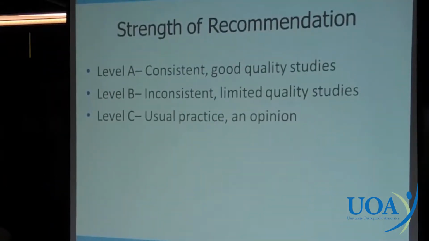So strength of recommendation is based upon consistent good quality studies. And in the orthopedic literature, we talk about level 1, level 2, level 3, level 4. Yours is the same thing. Level A is level 1. That means you have a good quality study, randomized patients. Level B is inconsistent, and level 3 or C is usually just an opinion or a practice that people do, but not necessarily supported by strong literature results.